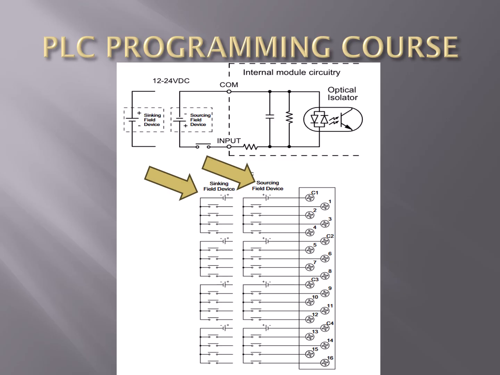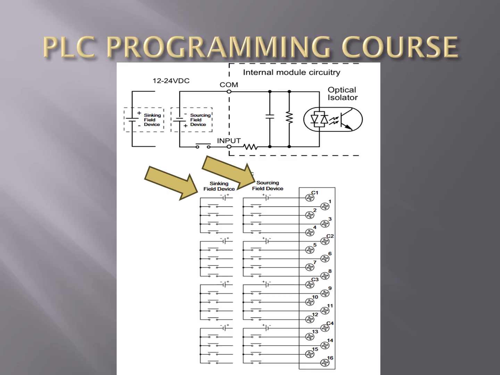So if you look at this at the top, there is a section that shows you a syncing field device and a sourcing field device. This is what we're talking about when I'm describing sourcing and syncing, is the field device and what you're bringing to the input module. Internally, the module, based on what common you connect, can be NPN or PNP, or syncing or sourcing. But it is the opposite of what you're bringing in as far as voltage goes.